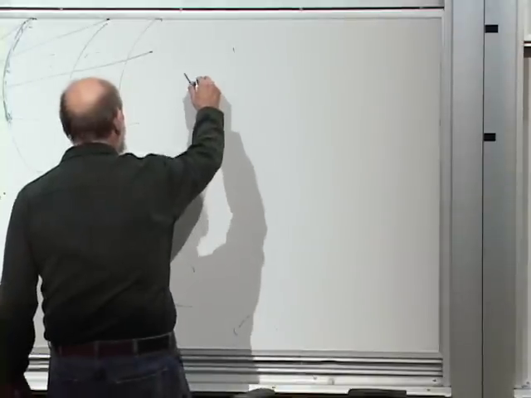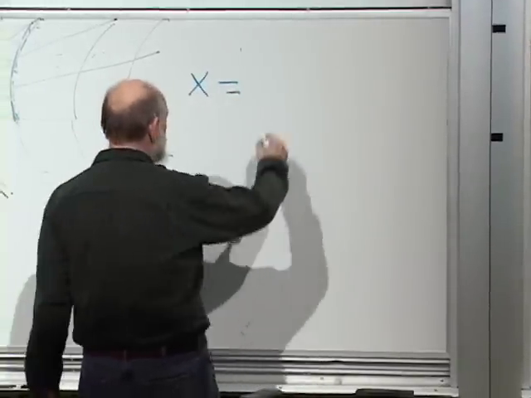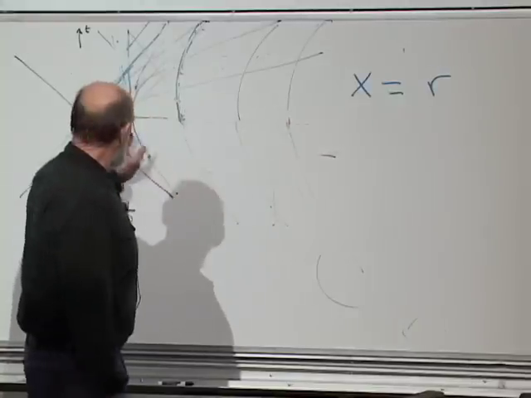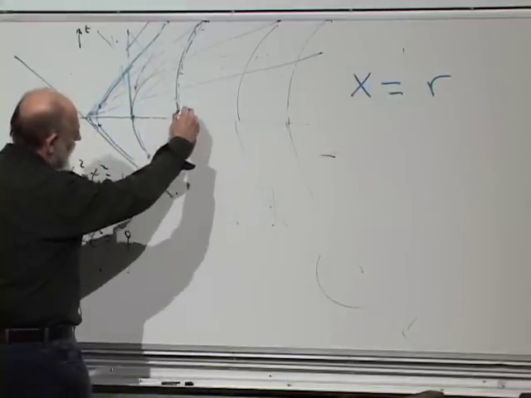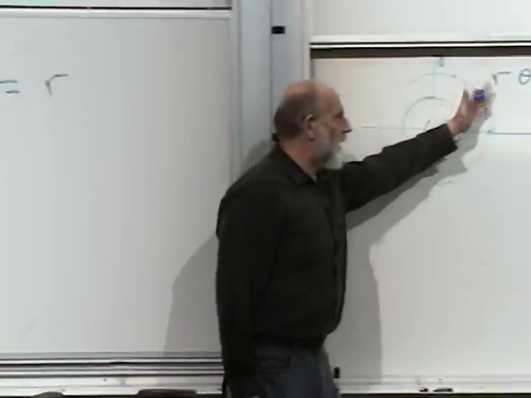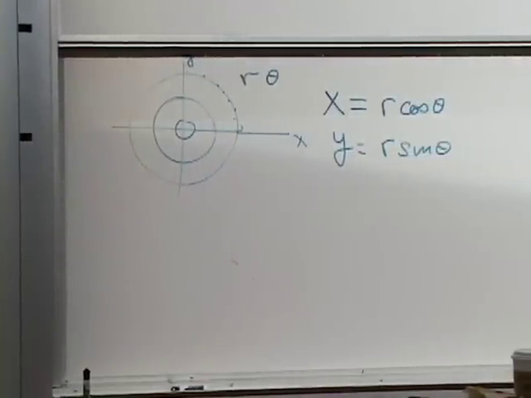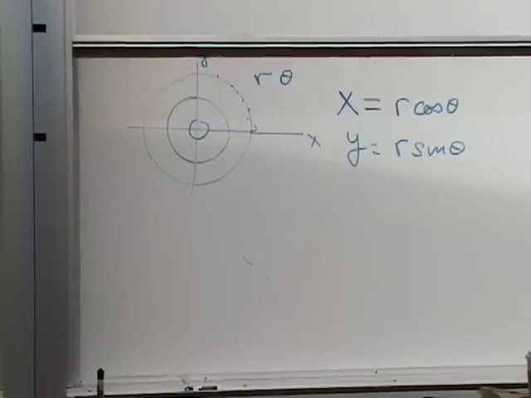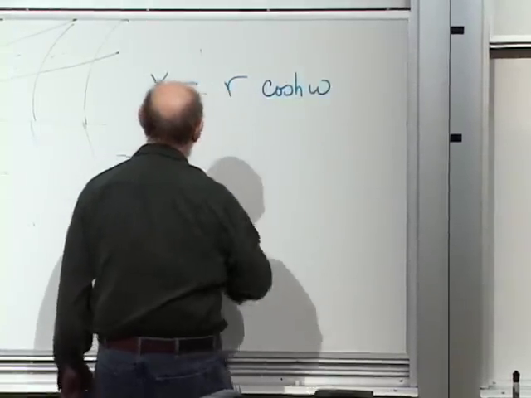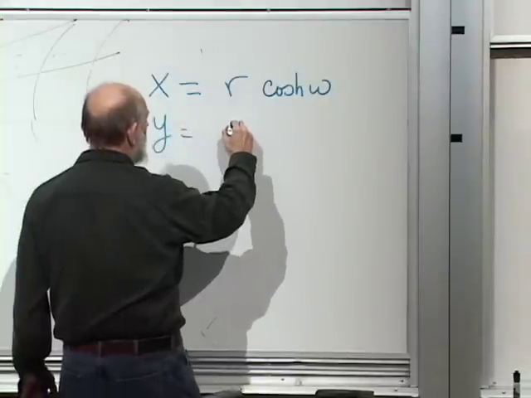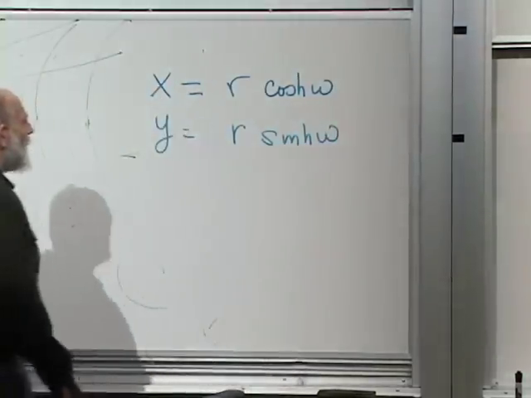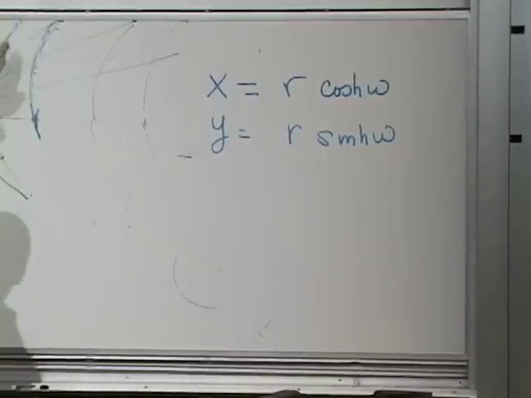All right, the answer is x equals, we can use the coordinate r again, and r just tells us which one of these hyperbolas we're on. It tells us, at the moment of closest approach, how far we are from the origin. That's the same r as appears over here. But instead of theta, I'm going to call it omega. I'm going to write x equals r hyperbolic cosine omega, and y equals r sinh omega. Omega is the thing which varies along here.